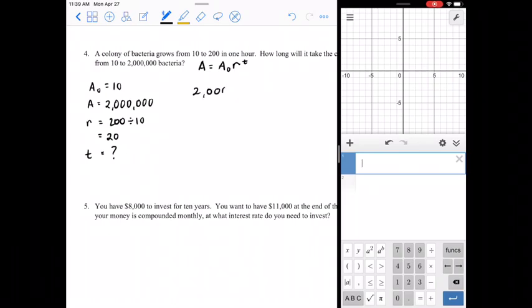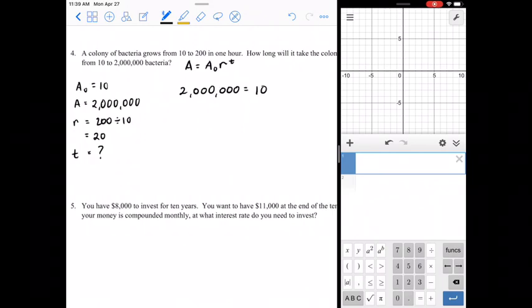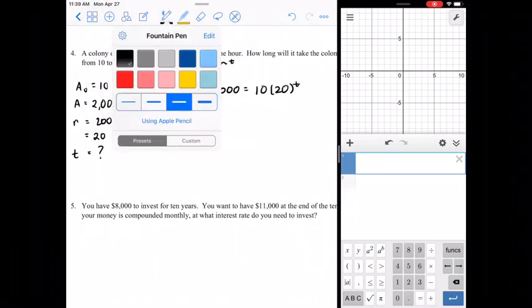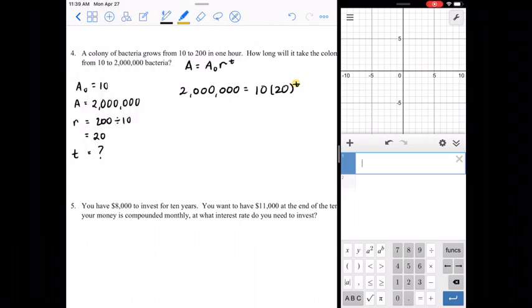So we're putting these numbers into that formula. That 2 million equals 10 times 20. And the 20, the R, is what's being raised to T. So again, there's our thing that we have to solve for. It's in the exponent. We start off by dividing both sides by 10. So when we divide 2 million by 10, we get 200,000 is equal to 20 raised to the T.